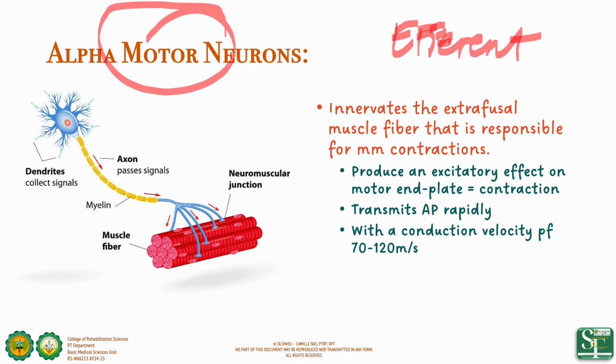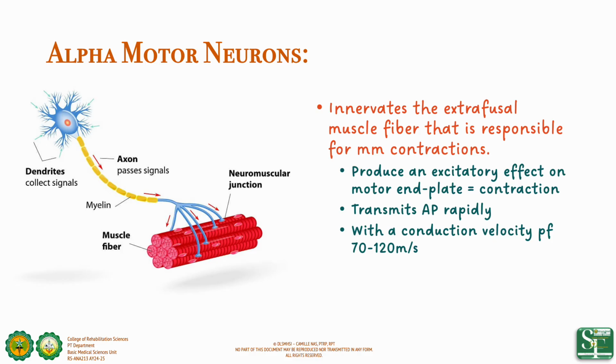The alpha motor neuron. This innervates the extrafusal muscle fiber that is responsible for muscle contraction. So, si intrafusal muscle fiber is responsible for identifying if there's stretch. Si extrafusal is responsible for shortening or muscle contraction. Now, this produces an excitatory effect on motor end plate and that will produce contraction. Transmits action potentials rapidly, thankfully, para mabilis din yung reflex natin, with a conduction velocity of 70 to 120 miles per second.